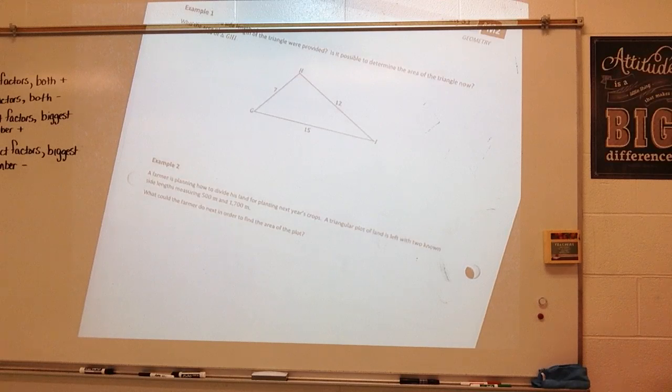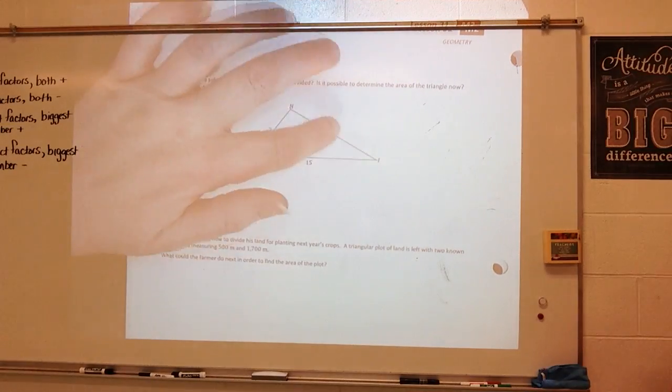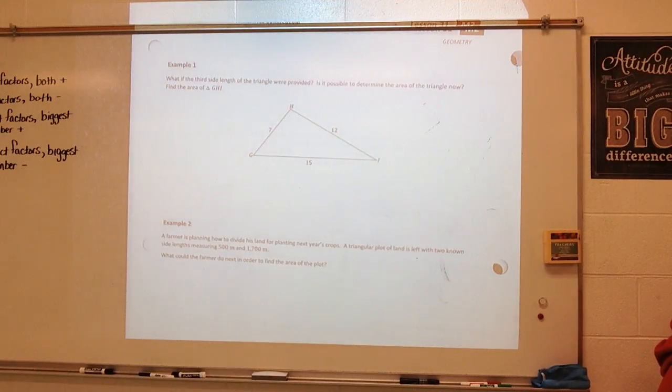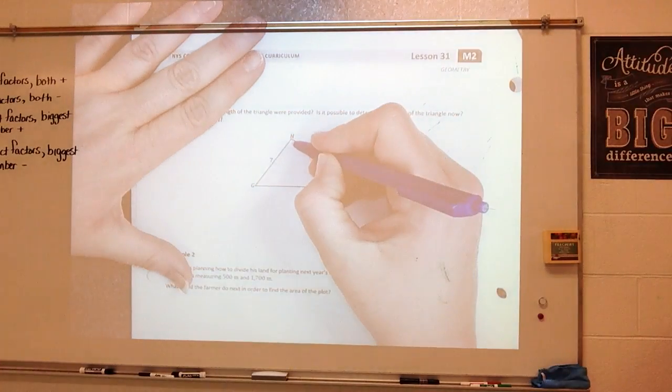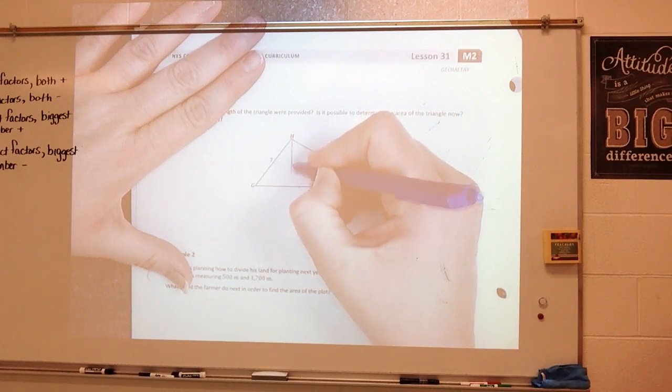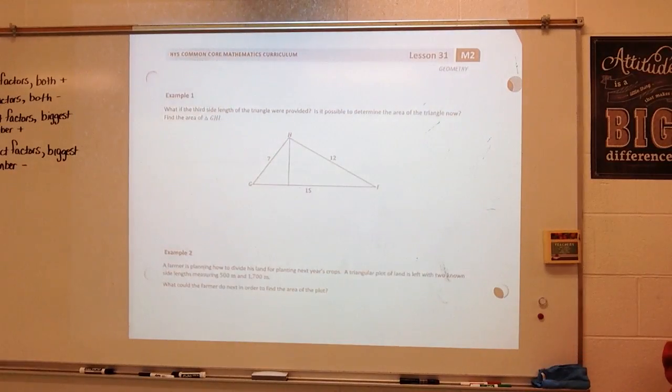Now, the third side of the triangle was provided. Is it possible to determine the area of the triangle now? So find the area of triangle GHI. So they have given us the third side of the triangle. Alright, so how can we find the height of our triangle? Well, the height would be dropped right there.